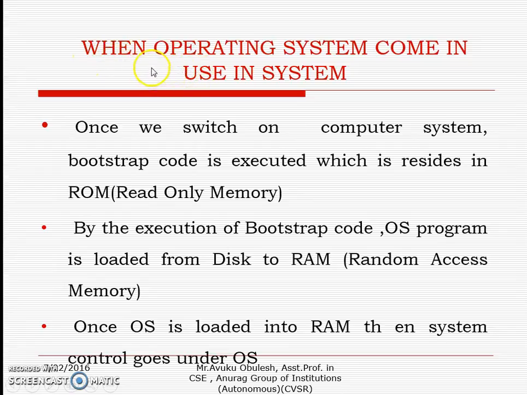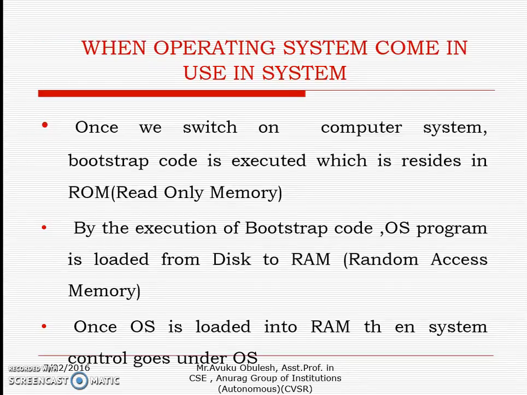Before going to discussion, I want to clarify when the operating system can activate in our system. Once we switch on our computer system, the bootstrap code is executed. This bootstrap code resides in ROM, read-only memory. This is the built-in memory. By the execution of this bootstrap code, the operating system program will be loaded from hard disk to RAM, random access memory.